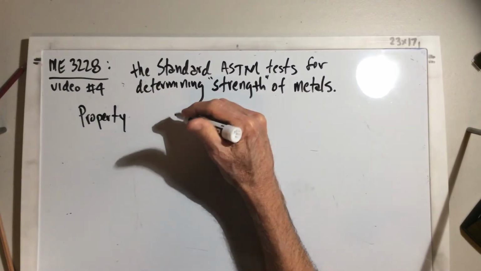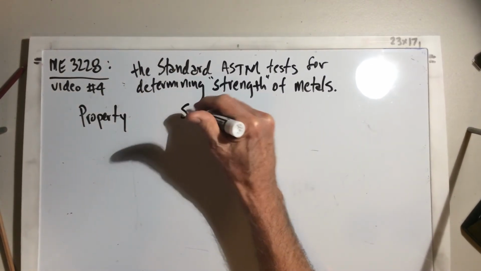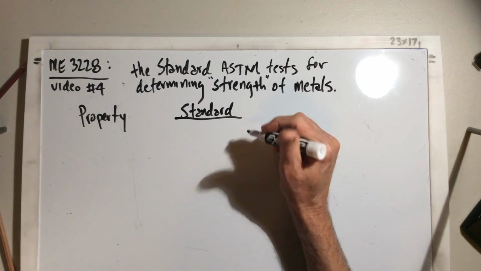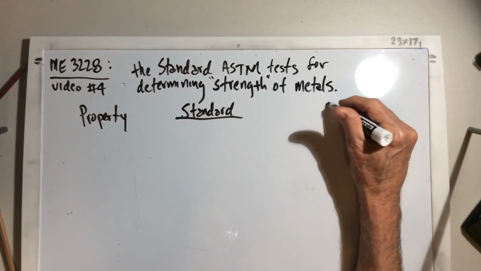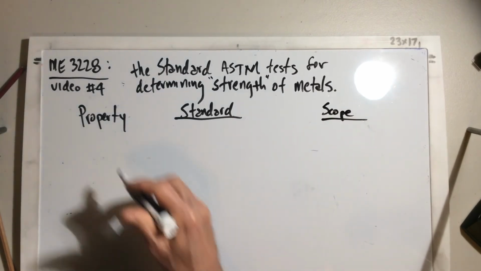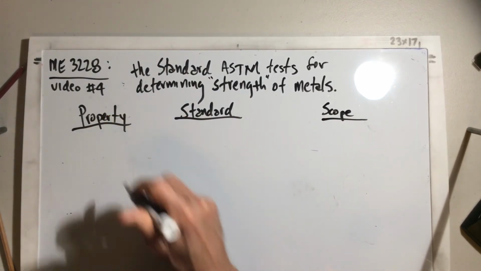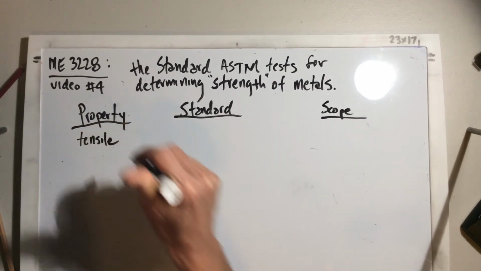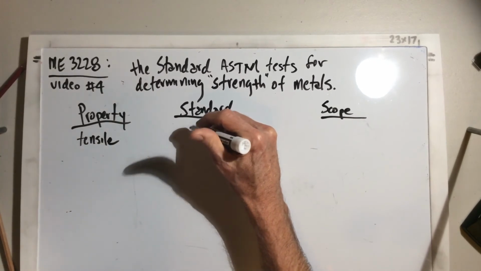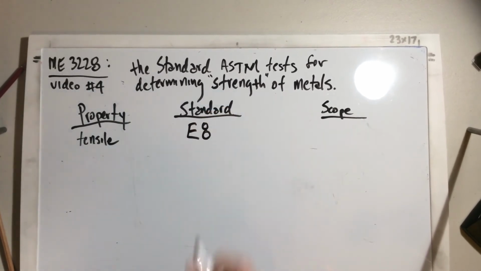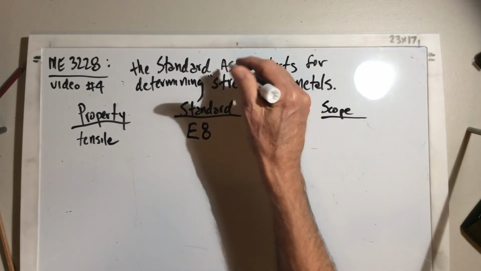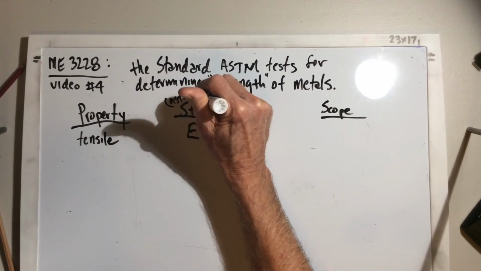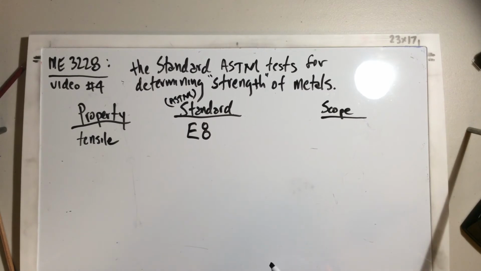that we're testing for, the actual ASTM standard. This is the actual standard, and this is what you need to know. This is the actual ASTM test standard number, and then what the overall scope of this test involves. Okay, so let's talk about the first one, the property, meaning a tensile property. And here is the standard. This is a standard tensile test. It's called an E8. All right, it's an E8 test, an ASTM standard test number. All right, and what's the scope?